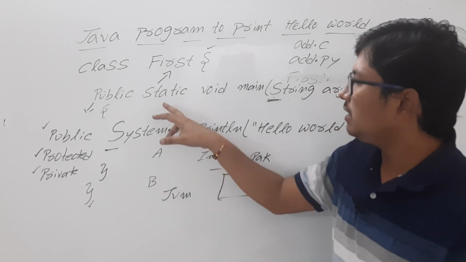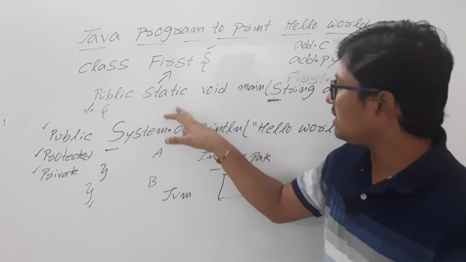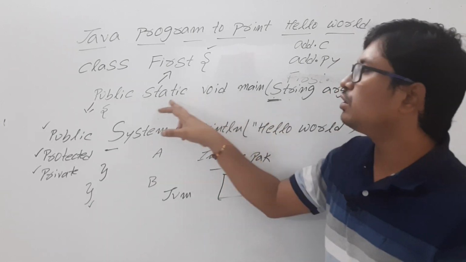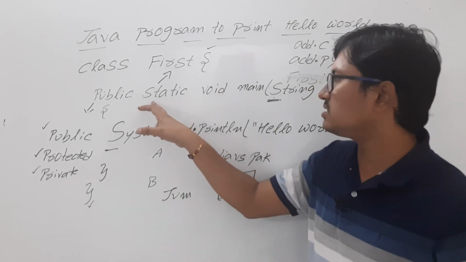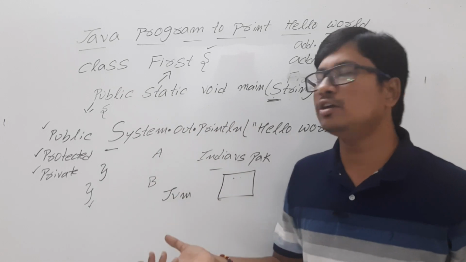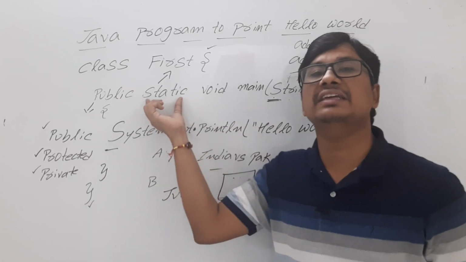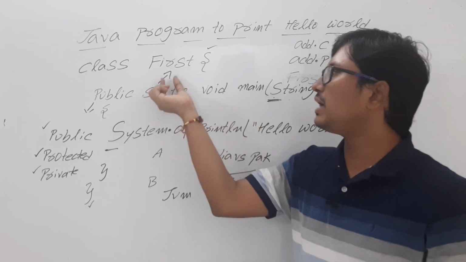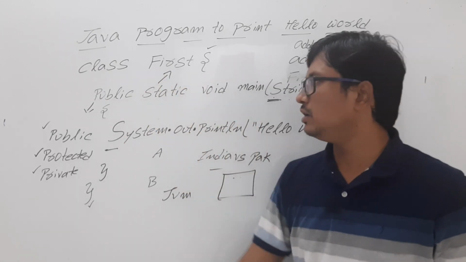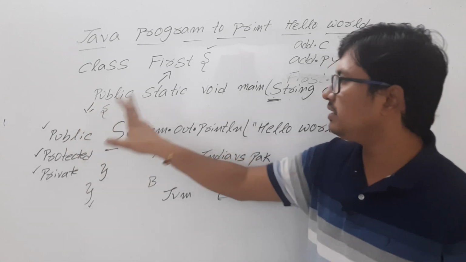But I want to access this method without creating any object. So the JVM should be in a position to access this method without creating any object. So that's why we are providing it as static. So the JVM can access this method without creating any object. So I hope you have understood public and static.